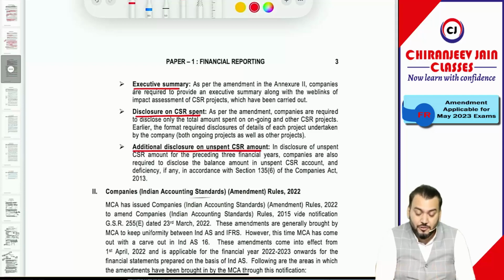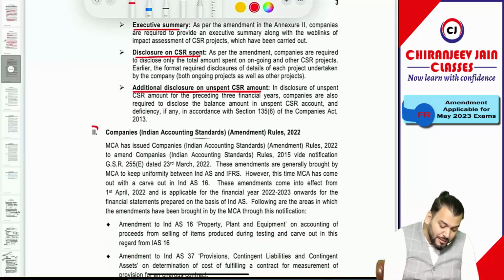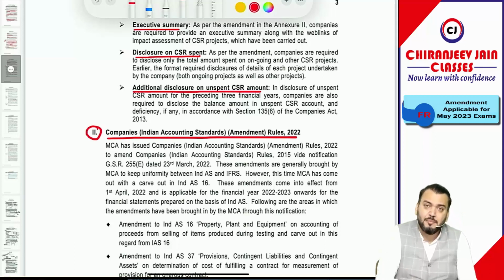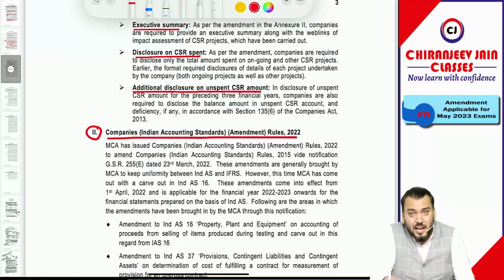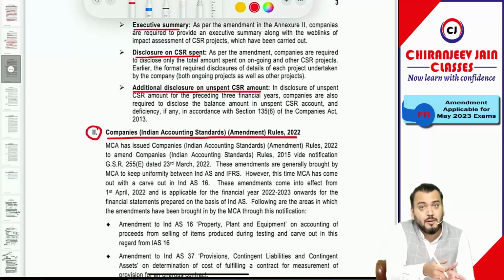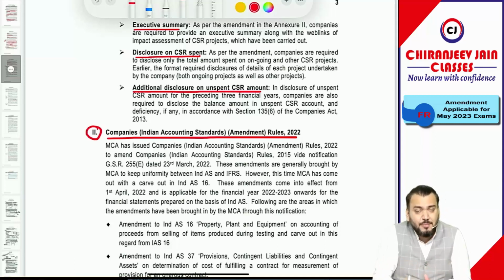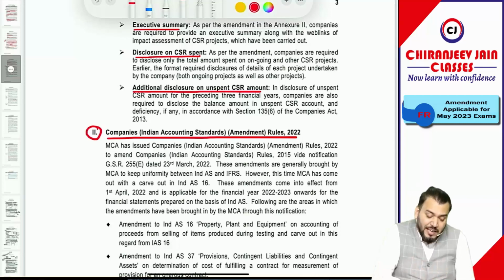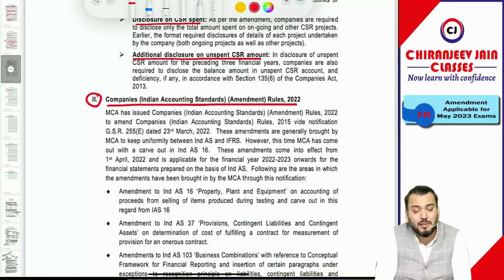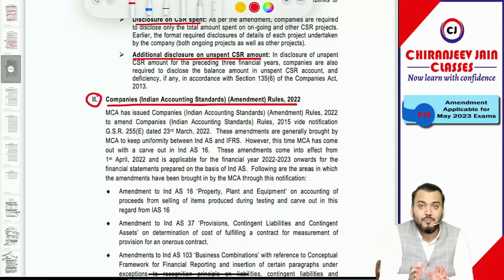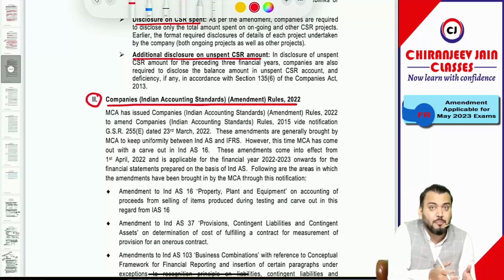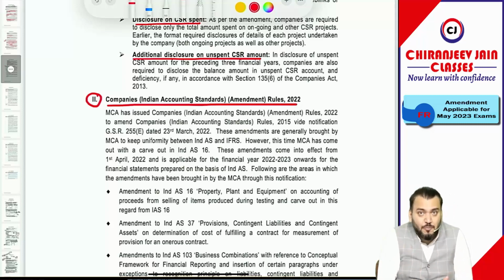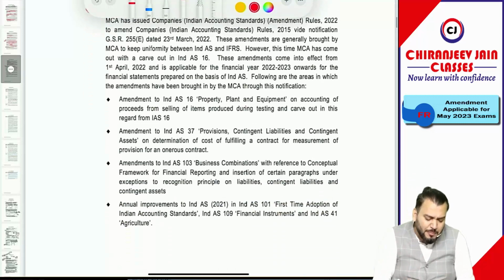Correct? Understood. Now you can see they have given one more point, point number 2 in the RTP, Companies (Indian Accounting Standards) Amendment Rules 2022. But this amendment is not applicable from this upcoming attempt. It was applicable from November 2022 only, which means we have already discussed this amendment. But why have they given it in this RTP? Because till now this amendment has not been included in the ICAI study material. Therefore, they are informing you that these are the points not included in the ICAI study material, which is applicable for the May 2023 exam.